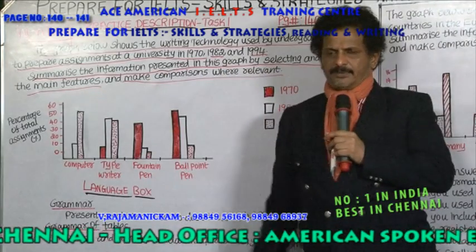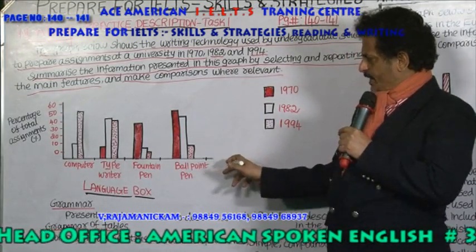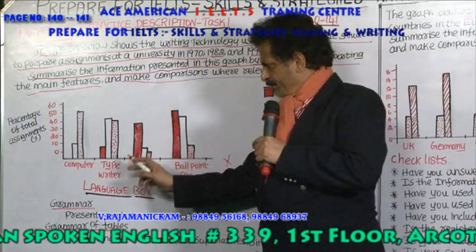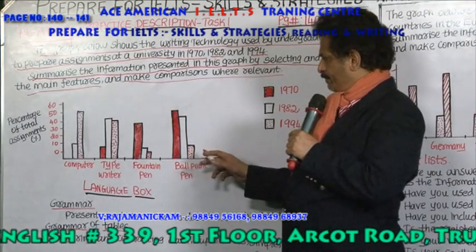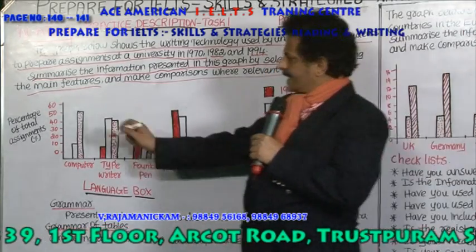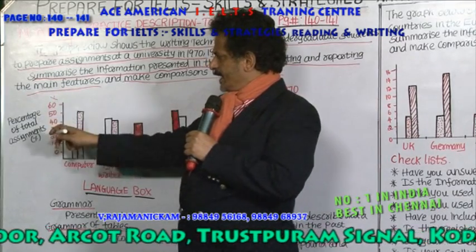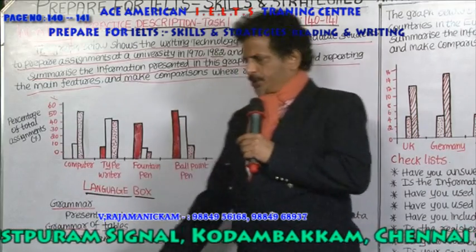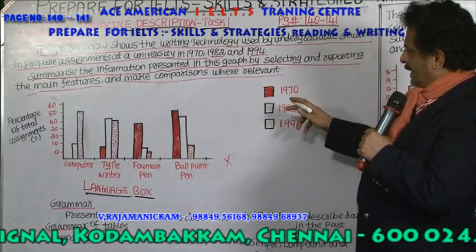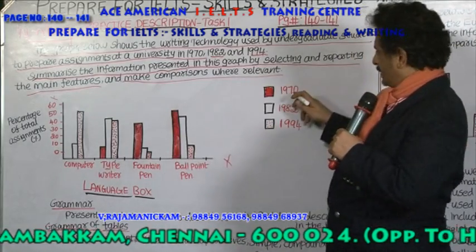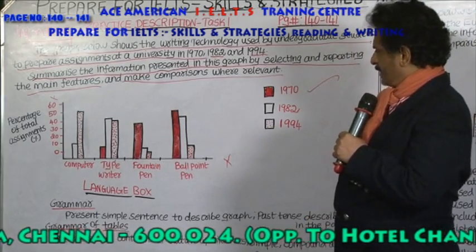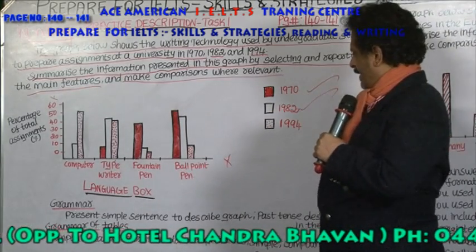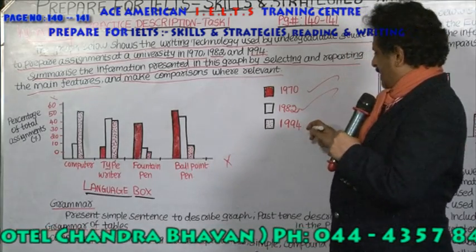Comparison should be made. See here, in the x-axis, what is given here? It is the computer, the typewriter, the fountain pen and the ballpoint pen. And in the y-axis, what is given? The percentage of total assignments. And here, the red, darkened bars are the year 1970, the white which is left is the year 1982, and the dots are 1994.